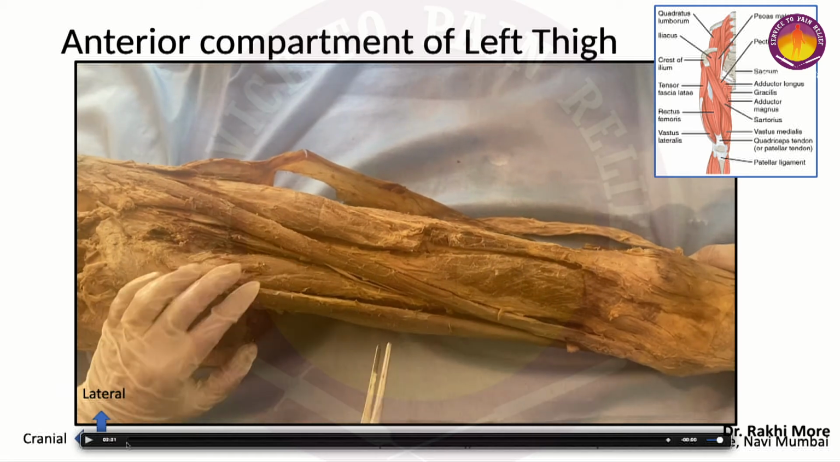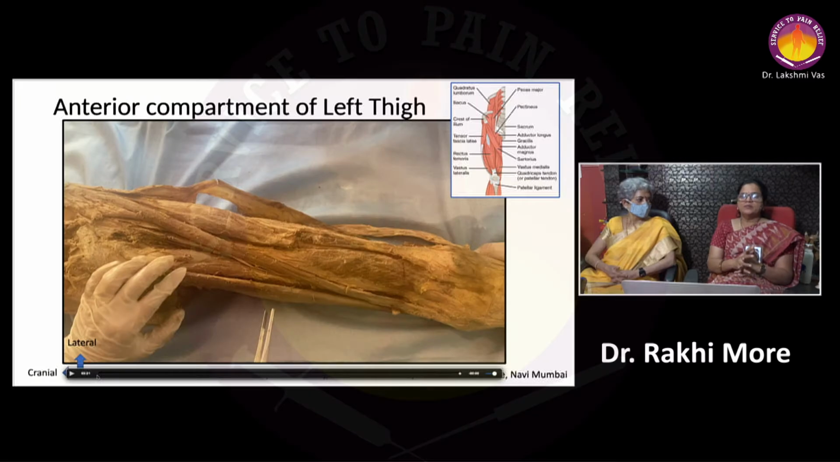So here in this video we have seen the muscles of the anterior compartment. By mistake in the initial part of the video I have mentioned the quadriceps femoris as quadratus femoris. Please pardon me for that mistake. The rest of the muscles you can see clearly over here.